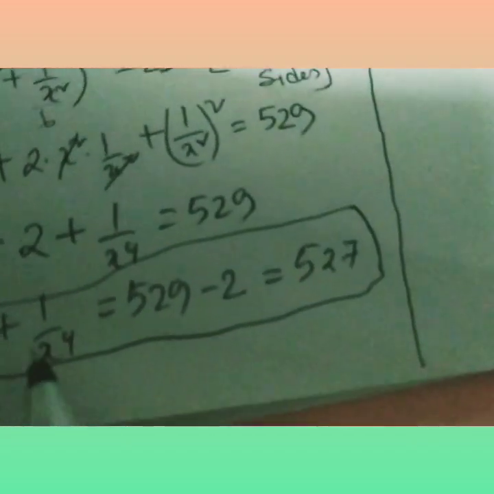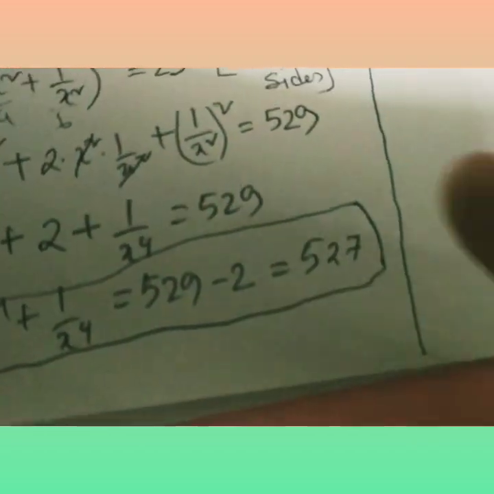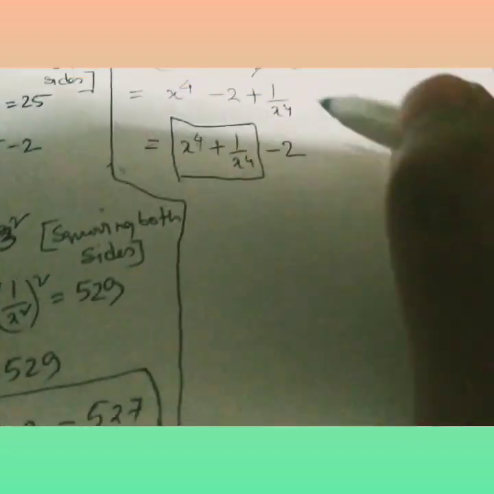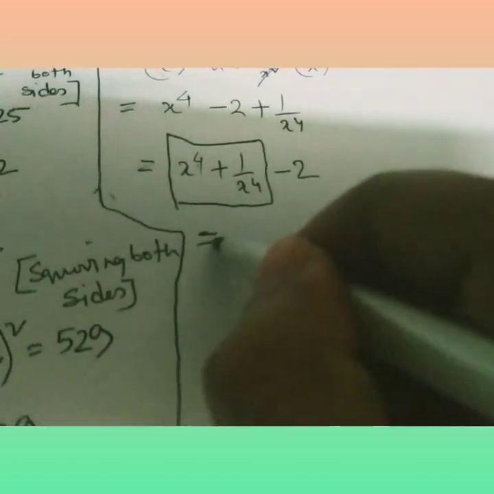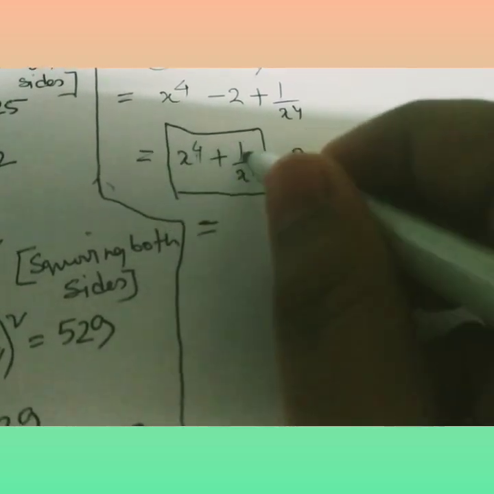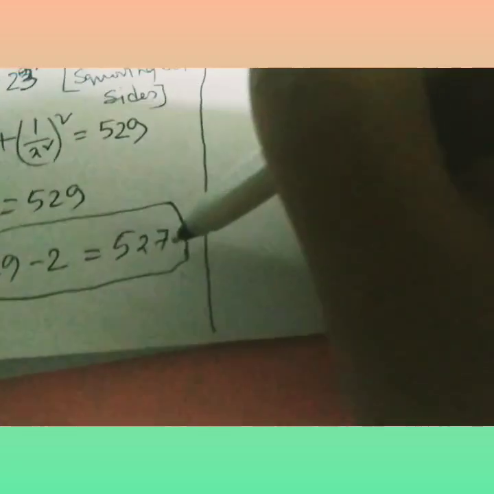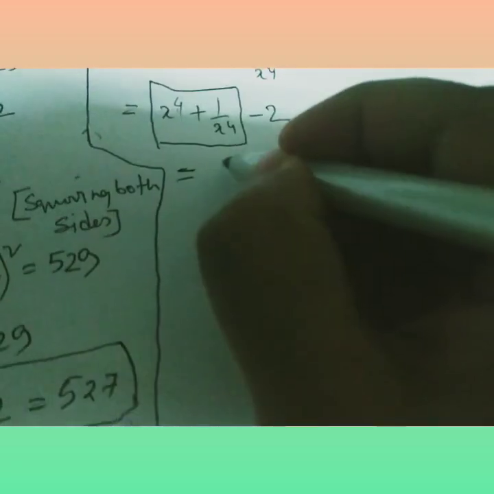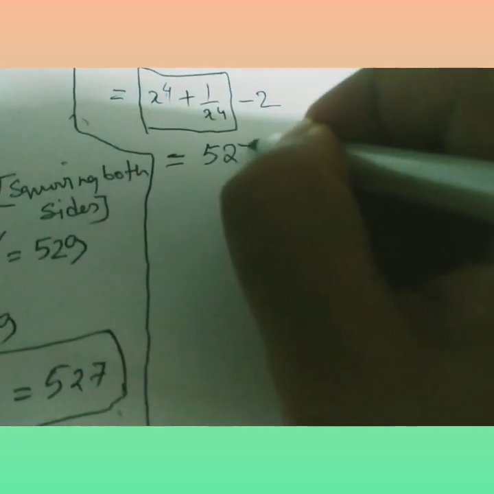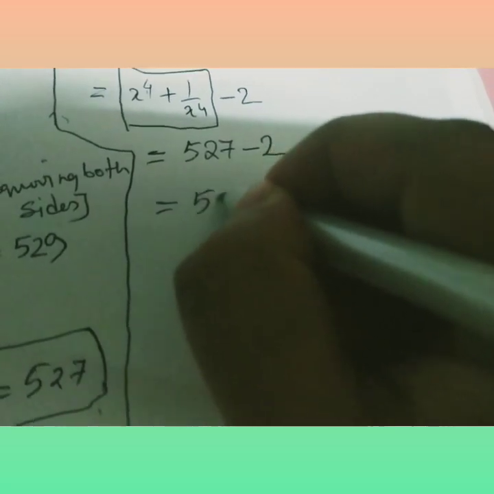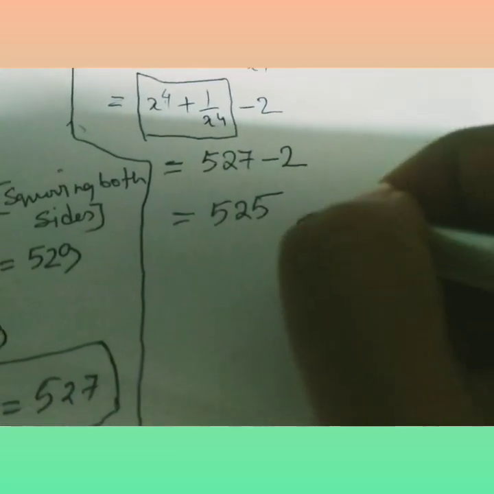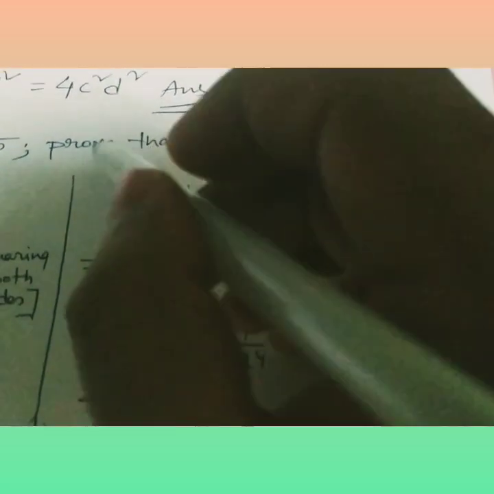x4 plus 1 by x4 is what? 527. So this 527 I will put over here. Okay, so we can write equals to x4 plus 1 by x4, I will put 527. So equals to 527 minus 2 equals to 525. So this was what I required to prove.